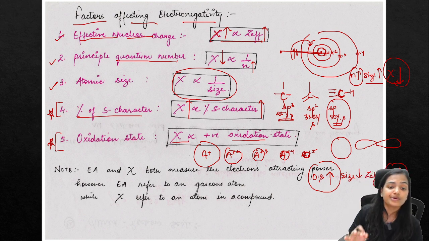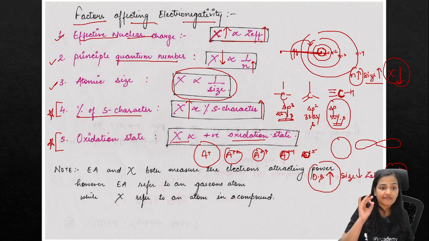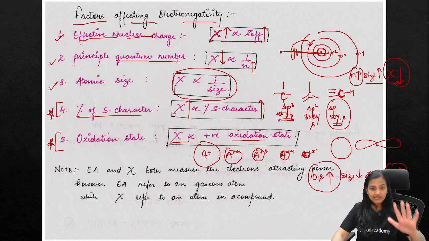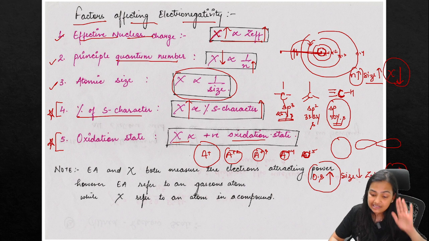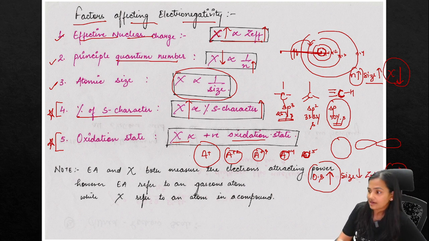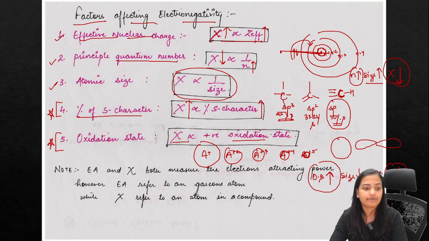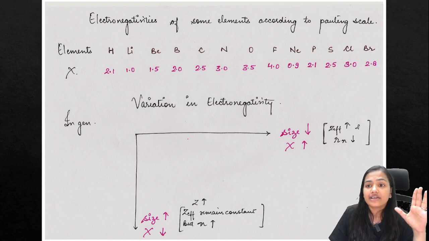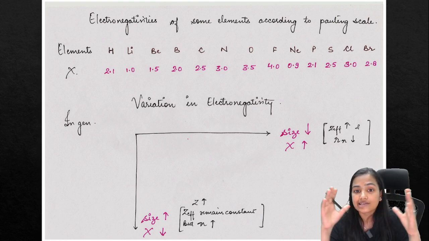So I hope you understood all these 5 points very well. Because when we are able to understand this, then only we will be able to do many of the questions from the inorganic and organic section. Okay, chaliye. So let's move ahead with the electronegativity values which are given by the Pauling scale.